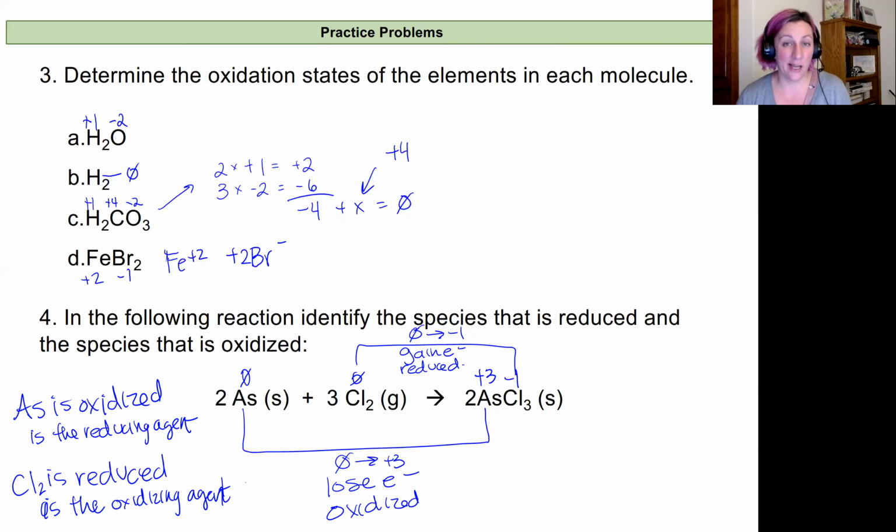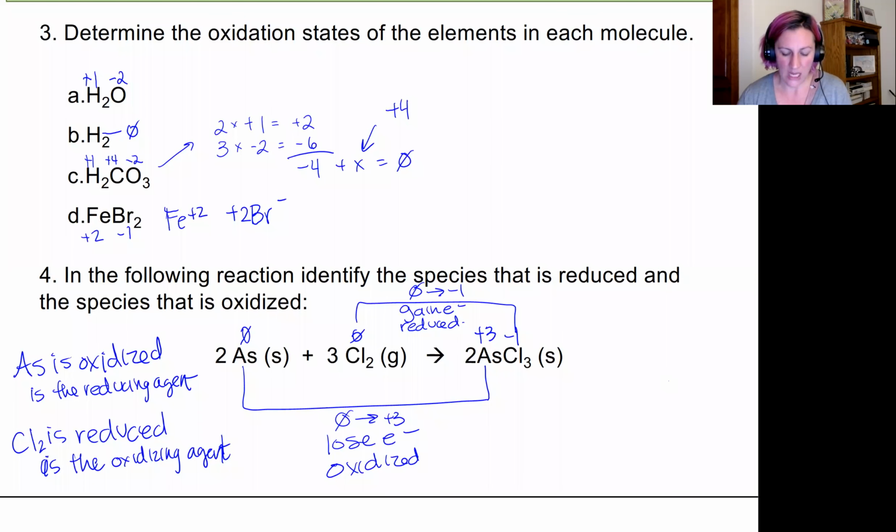If I wanted to write the half reactions for these, the way I would do it is I would focus first on arsenic. And this is really going to arsenic +3 for the oxidation state in my arsenic chloride. And I'm not going to break these up into ions because these aren't ions, like I did with the metals. And so to balance out that +3, I'm going to need 3 electrons that are produced as it's oxidized.